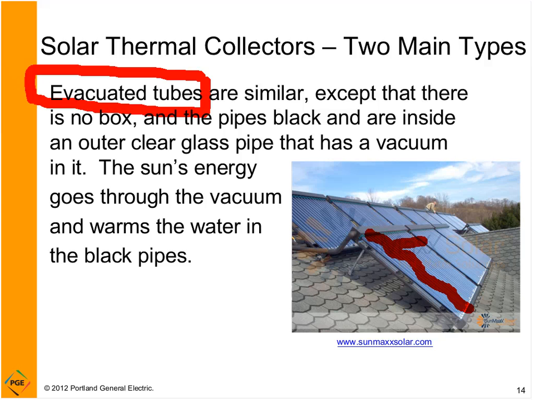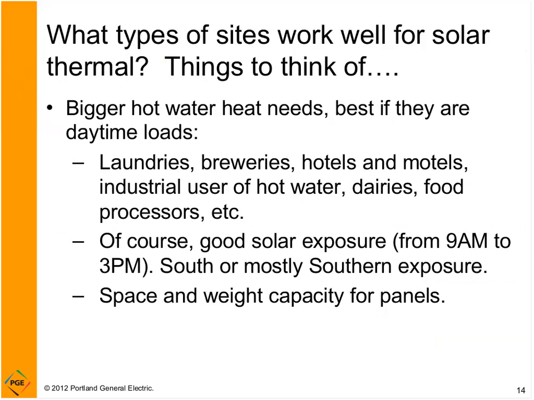The beauty of these systems is the sun's energy can go through the vacuum and warm the water, but it can't get back out because the energy has a hard time going through the vacuum when it's in the form of heat. It has an easy time going through the vacuum when it's in the form of sunlight. These collectors are very efficient, but they're a little more costly than flat plate collectors.